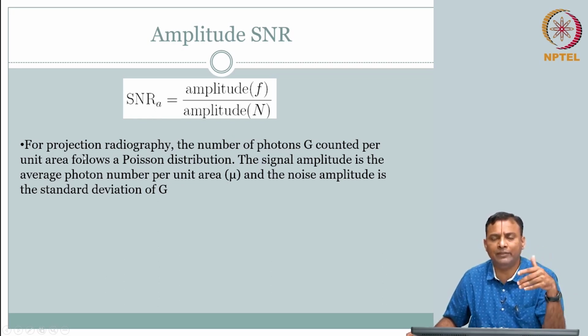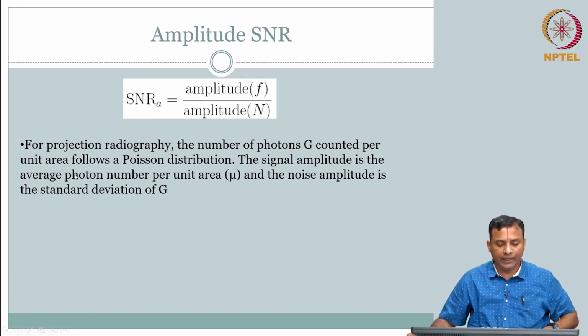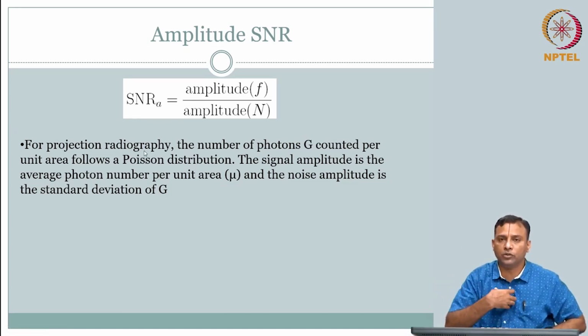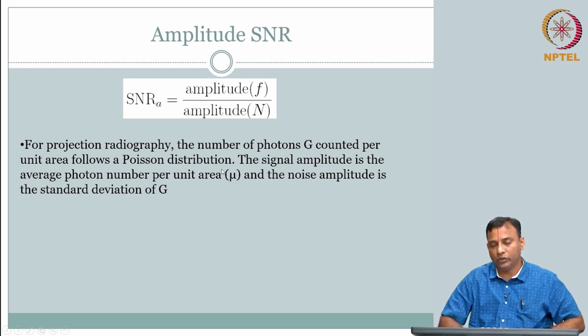So, we'll start with projection radiography, when we start the modality, but for now, without going to the details, let us say here what we will encounter is, we are shooting X-ray photons through the body. So, the number of photons that are counted, like I said when we talked about Poisson distribution, the number of photons G counted per unit area follows a Poisson distribution. So, the characteristic of the signal is given.